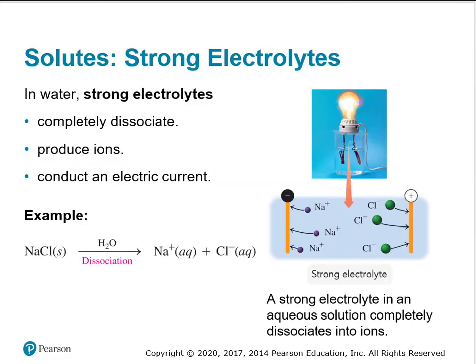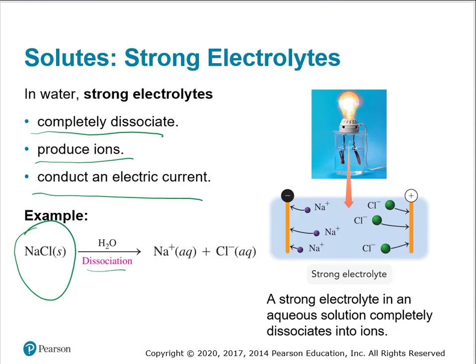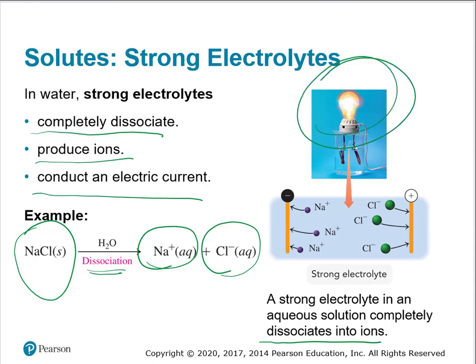In water, strong electrolytes completely dissociate, produce ions, and conduct an electrical current. For example, that sodium chloride from last section dissolved in water, this is our dissociation, into Na+ ions and Cl- ions. This would be a strong electrolyte because it completely dissociates into ions. It would make that light bulb light up.